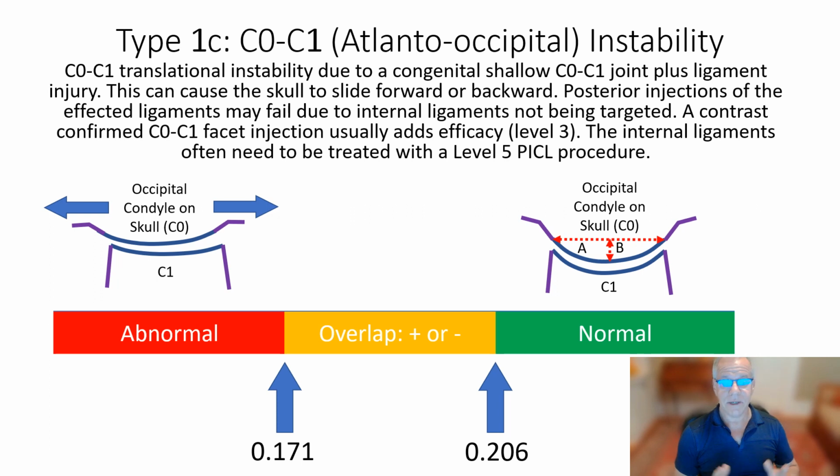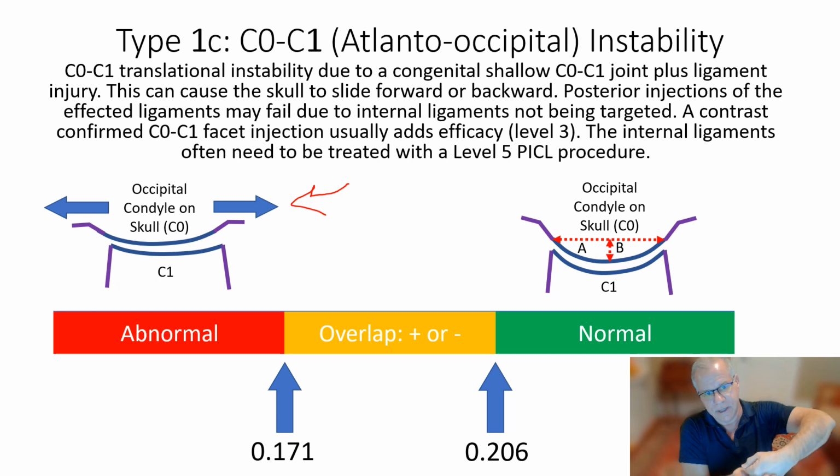Now, for type 1C, this is a little different. Here we're getting sliding motion of the skull on C1. And that can either be due to damaged ligaments in the front or damaged ligaments in the back, again, opposite the motion. And it's often associated with a very shallow condyle. So rather than the occipital condyle from the skull fitting deeply into a joint at C1, or the C0, C1 facet joint, it's very shallow. And because it's very shallow, it allows this sliding motion to happen.